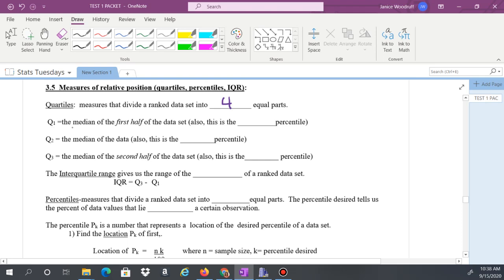So Q1, quartile 1, is the median of the first half of the data set, which is also the 25th percentile. Quartile 2 is the median. This is the 50th percentile. Quartile 3 is the median of the second half of the data set, so that is going to be the 75th percentile.